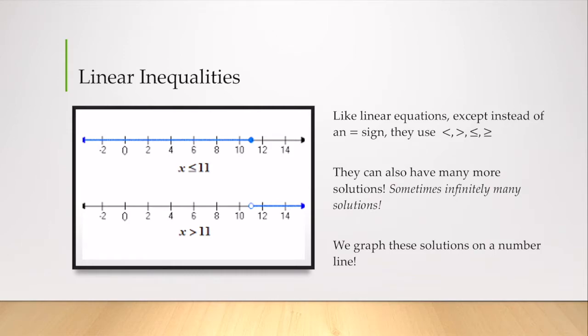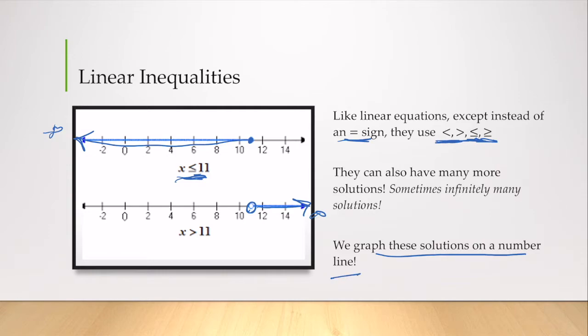So linear inequalities are like linear equations, except instead of an equal sign, they use less than or greater than, less than or equal to, greater than or equal to. They can also have many more solutions, and most of the time, infinitely many solutions. For example, if I say x is less than or equal to 11, any x value that makes that true would be 11 or less, going all the way to negative infinity. If I have x is greater than 11, that doesn't include 11 itself, but it's every single number greater than 11 all the way to positive infinity.